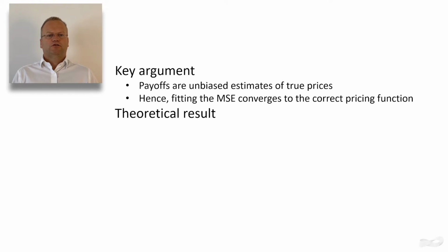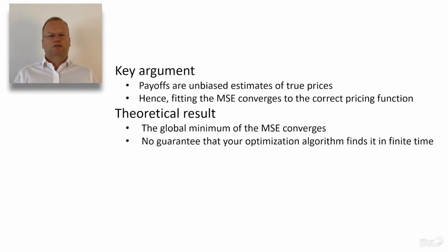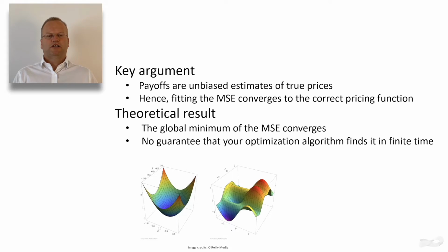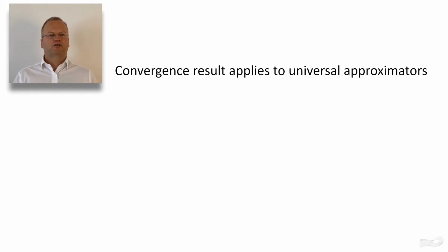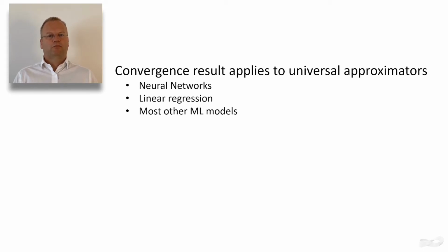The result is also somewhat theoretical. It is the global minimum of the mean squared error that converges to the correct pricing function. But there's no guarantee that your optimization algorithm finds it in finite time. It turns out that we can do something about this too. In Appendix 4, we develop a special network architecture with worst-case training guarantees. The convergence result is valid with all types of universal approximators, including neural networks, but also classic regression and most other types of machine learning models.